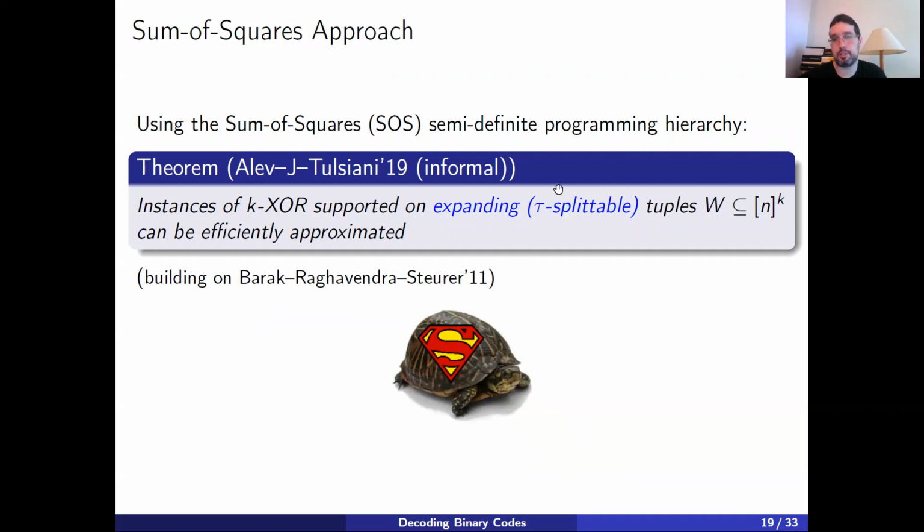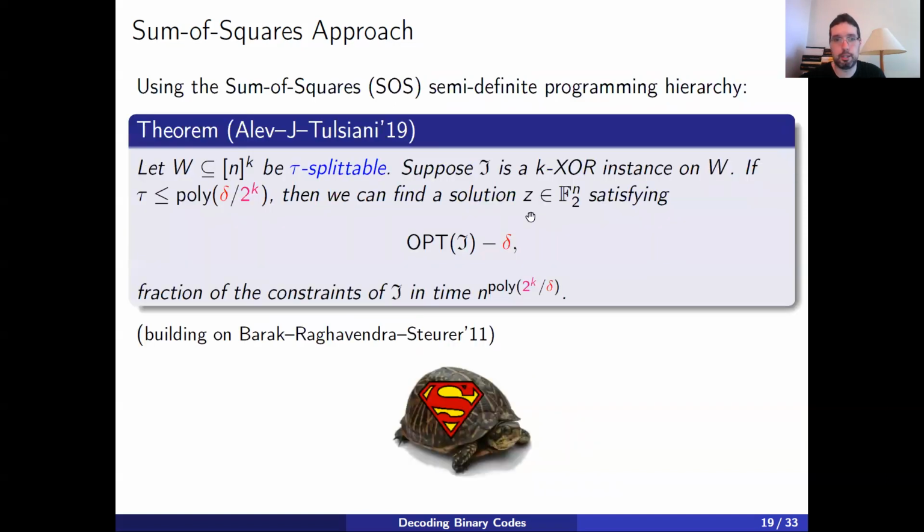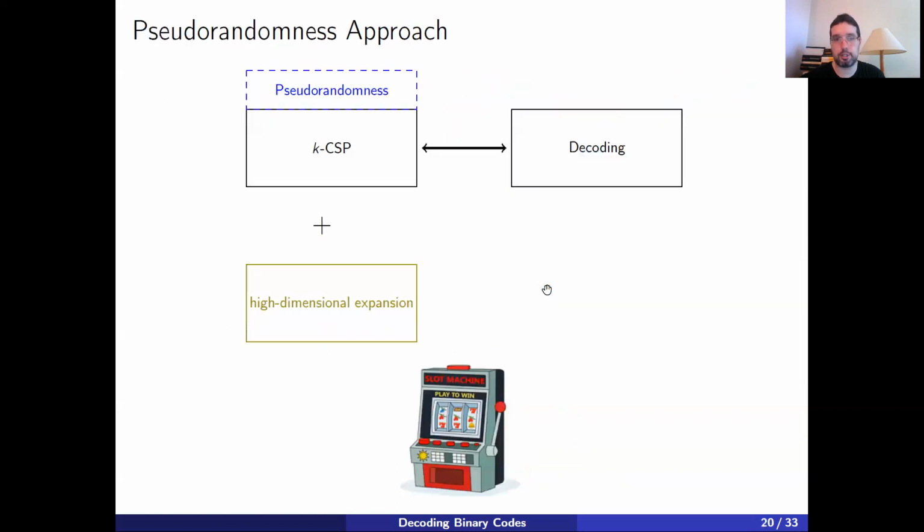If you have a KXOR instance that was expanding, was tau splittable, we could approximate it well. And in terms of more concrete parameters, if tau was sufficiently small, and here the dependence is not as nice as exponential in k, we get an additive approximation of the optimal solution. And also the running time is polynomial, but it's not great. It has those parameters in the exponent. Okay, so that was the machinery that we were using to solve those KXORs.